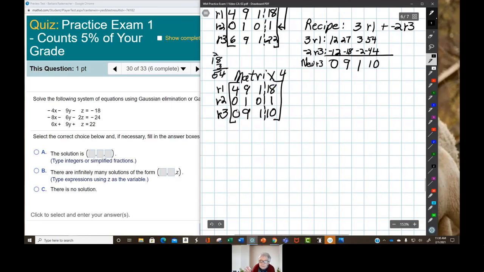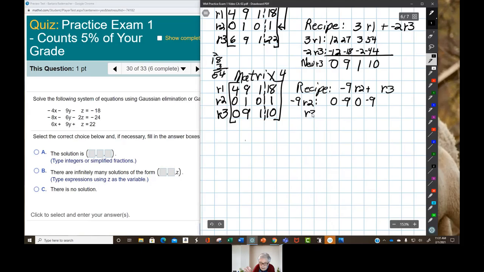Now, to keep this zero, I have to work with row 2 and row 3. Now, if I can make that a negative 9, I'll have negative 9 plus 9 is 0. So that's what I'm going to do. Negative 9 times all the numbers in row 2 plus row 3. That'll give me 0, negative 9, 0, negative 9.